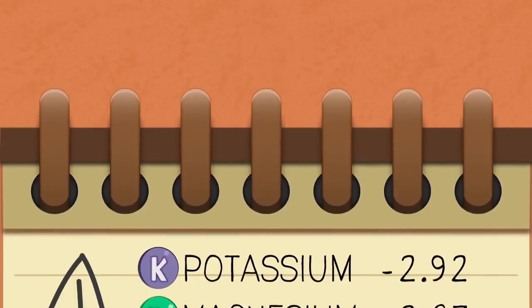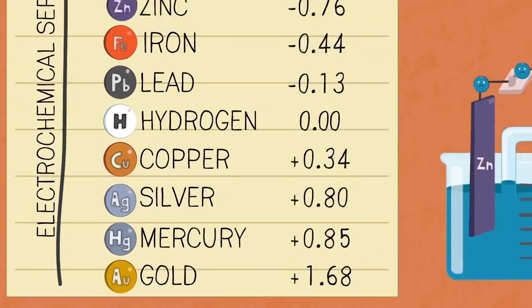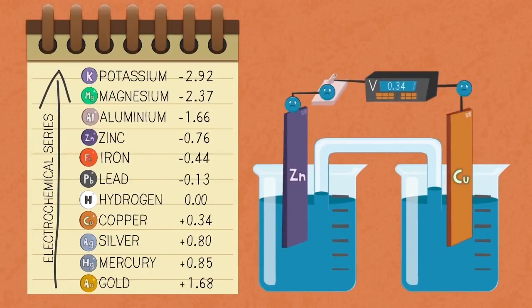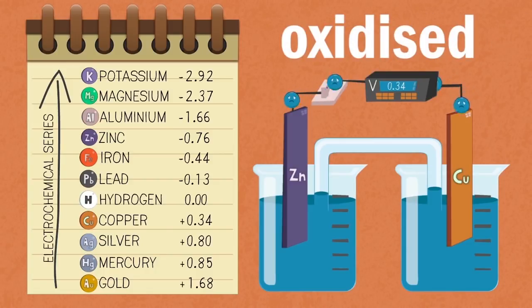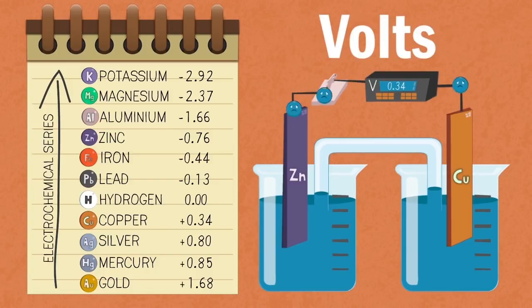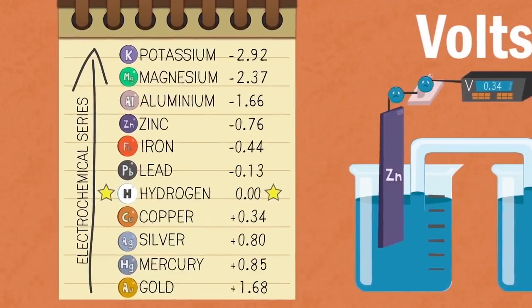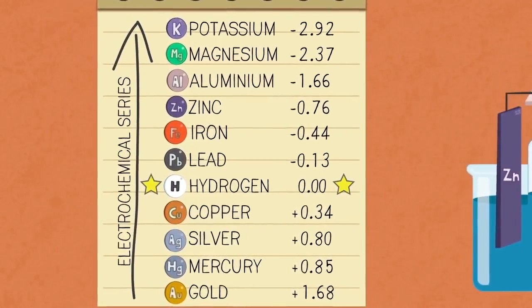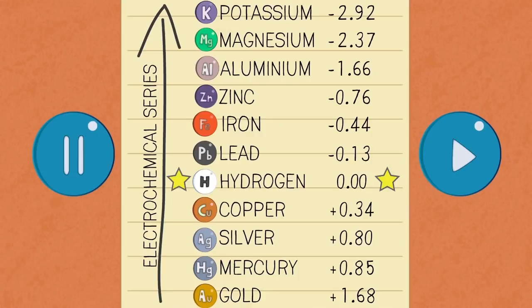The electrode potentials are arranged in the substance's ability to donate its electrons, that is, how easily they are oxidized. All of the values are measured in volts. What do you notice about hydrogen's voltage and what is the significance of this? Pause the video and continue when you are ready.